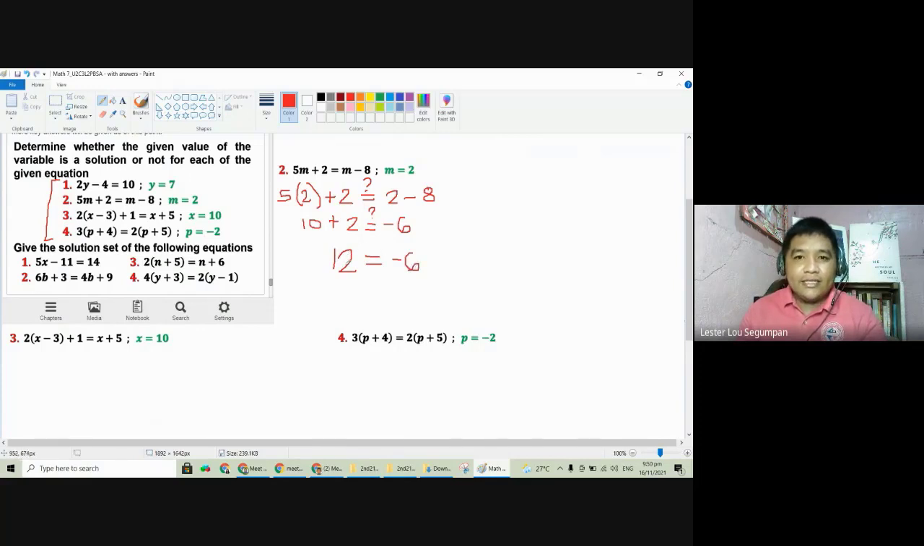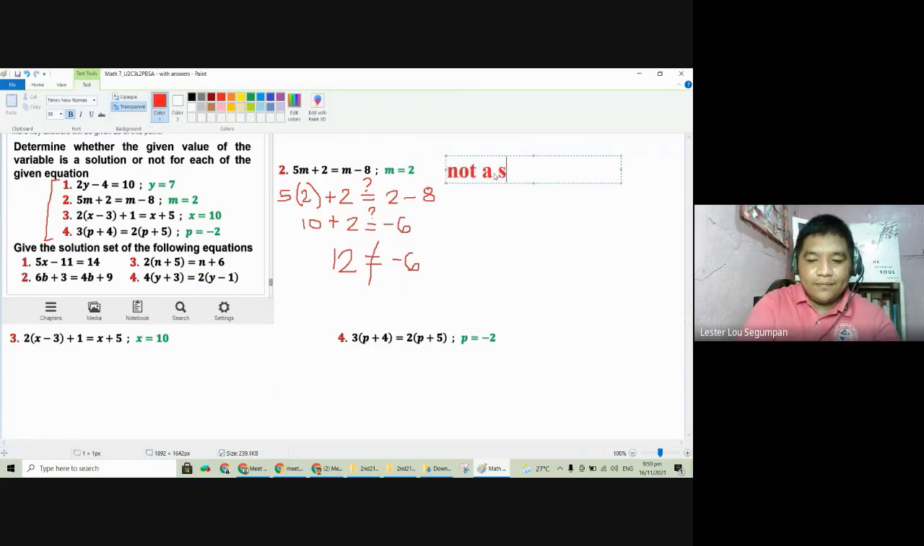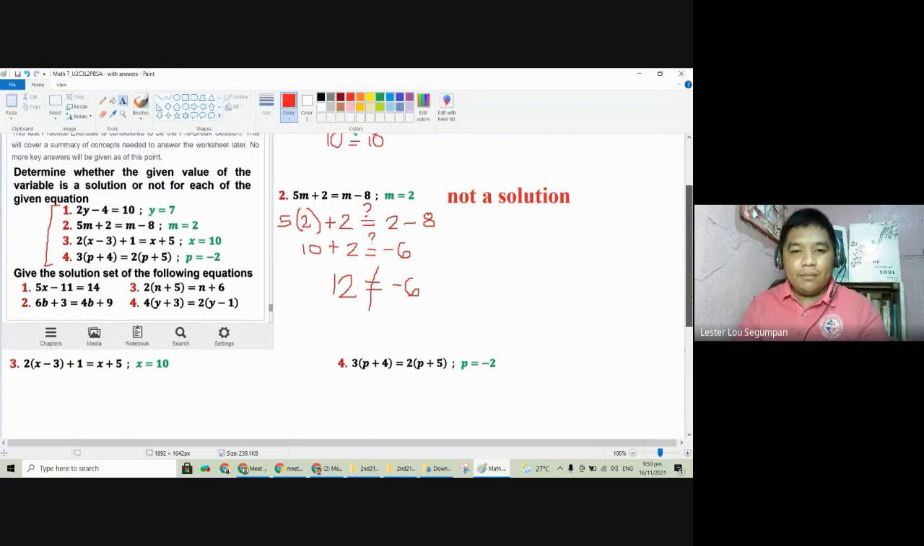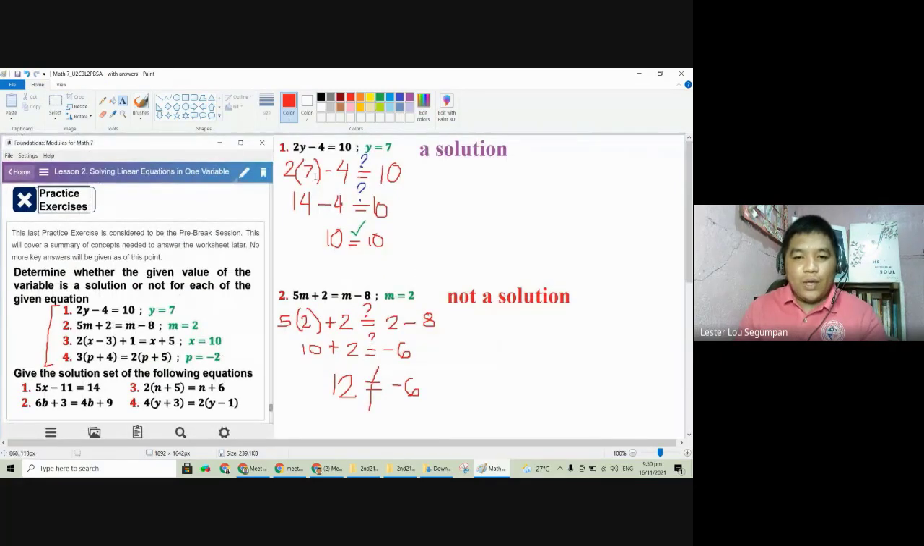Since both sides did not meet the same value, you use the not equal sign and declare that the value for m in number 2 is not a solution. Look at the difference between numbers 1 and 2. As we applied all necessary operations, in number 1 we reached an equality. But here, this is an example of an inequality, since both sides of the equation do not have the same value, and we declare not a solution.